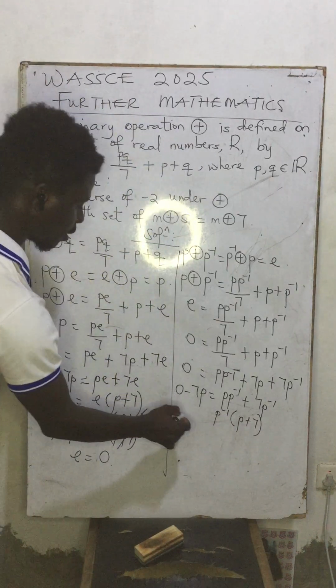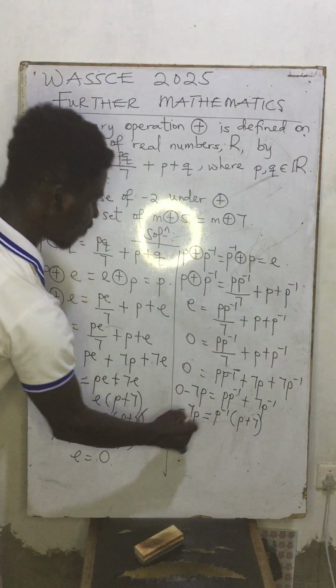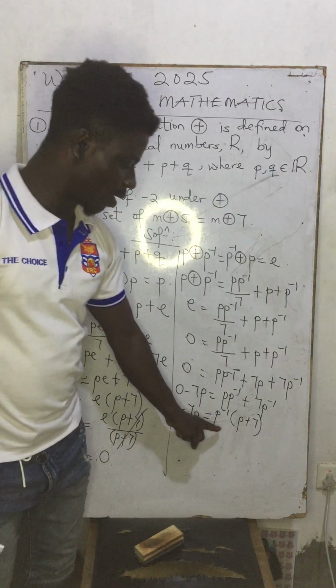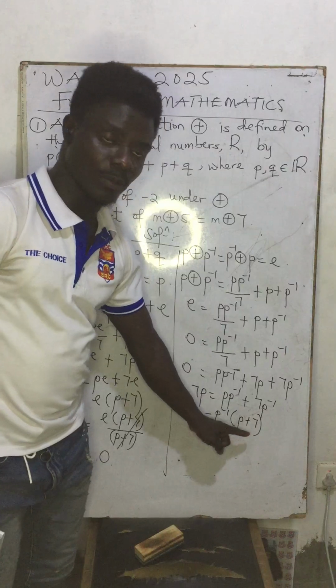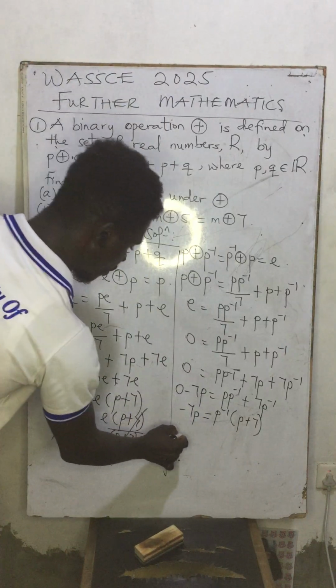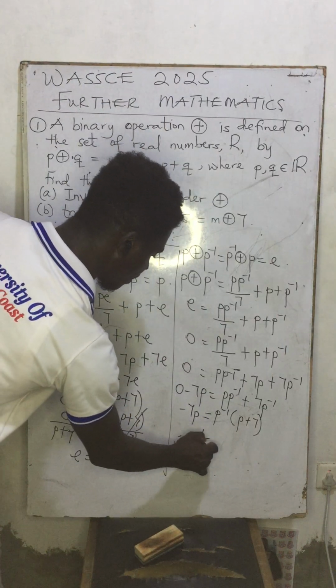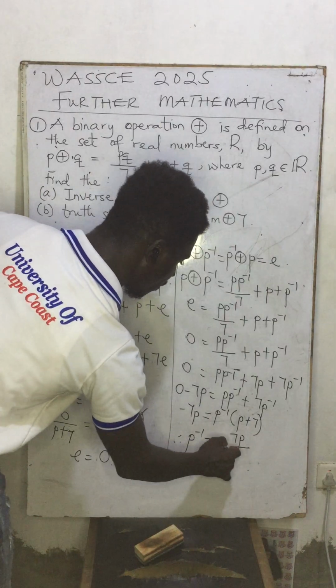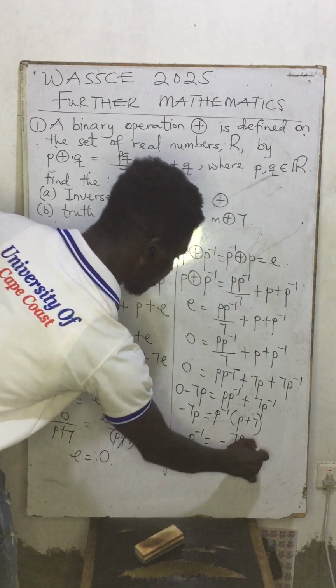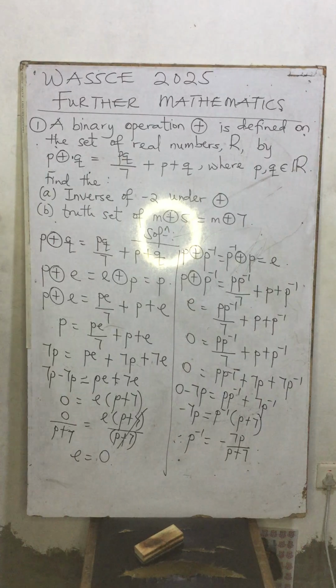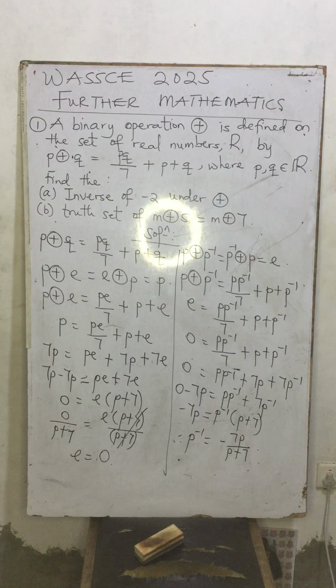Now we make P inverse the subject, so we factorize P inverse out, then we have P plus 7. This here we get negative 7P. We want P inverse, so we divide both sides by P plus 7. So we can see that therefore P inverse is just negative 7P over P plus 7. So this is what we have. So it's just P inverse is just negative 7P all over P plus 7.